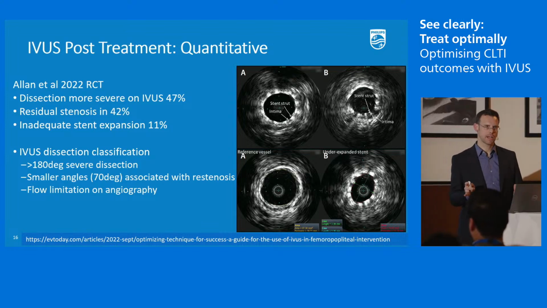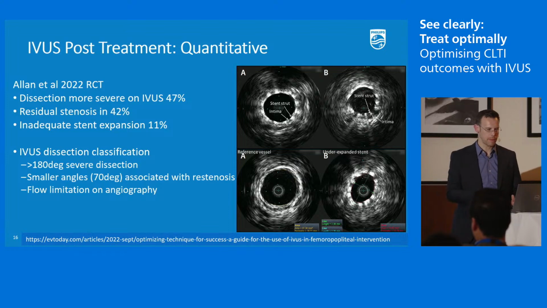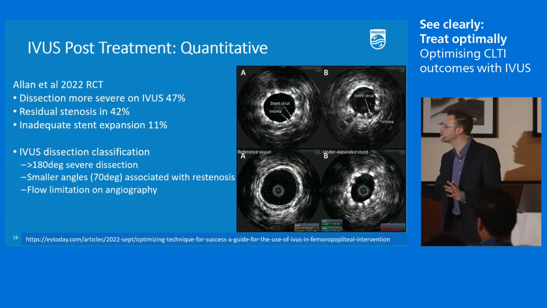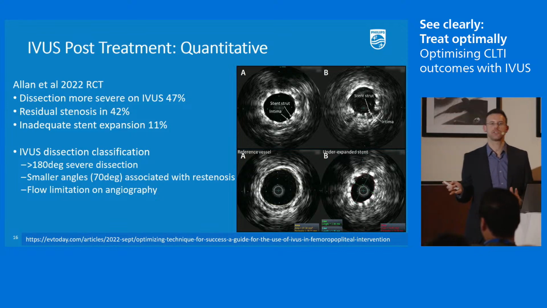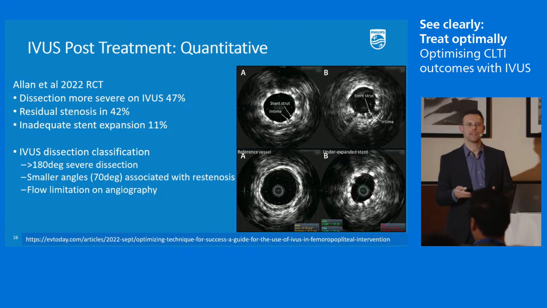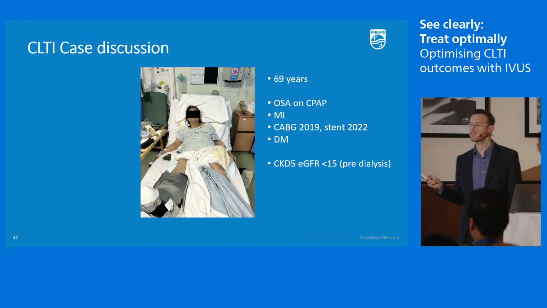The eye dissection classification is very much to do with the arc of dissections, and we know that even at smaller degrees, these are clinically associated with greater incidence of restenosis and potentially then re-intervention. I'm going to very quickly talk about a case.